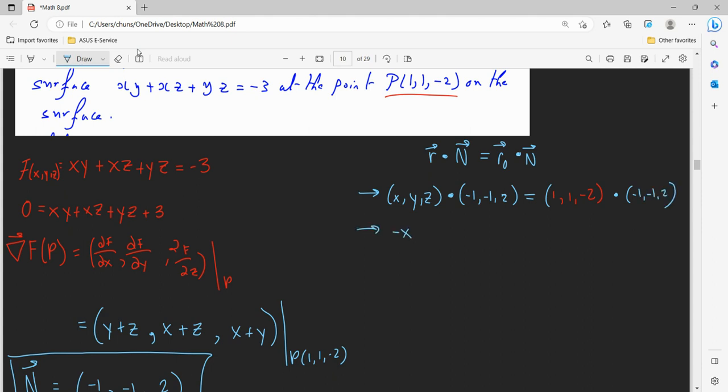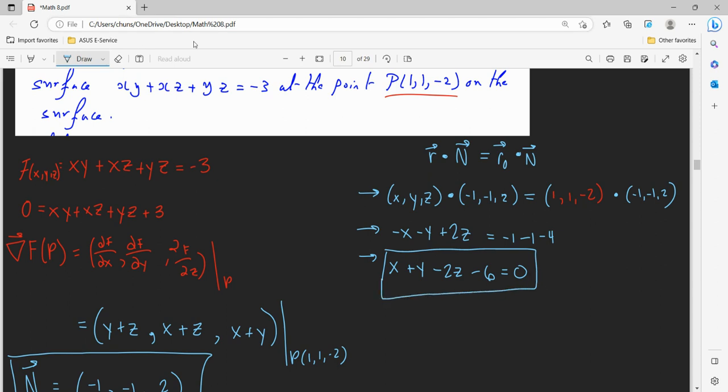Okay, so if we do that, we'll have negative x, negative y, plus 2z. This is equal to negative 1 minus 1 minus 4. Okay, and if we move things around, this will give us x plus y, and this is minus 2z. And over here we have negative 6. Actually, no, that stays on that side, so this is x plus y minus 2z minus 6 equals 0. So this becomes the equation for our tangent plane.